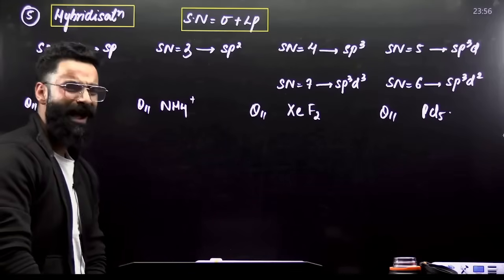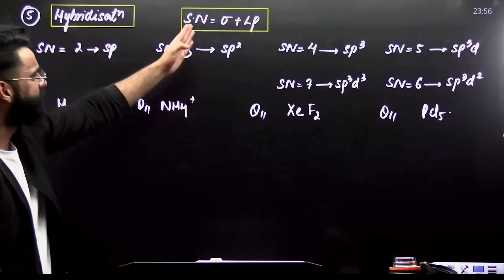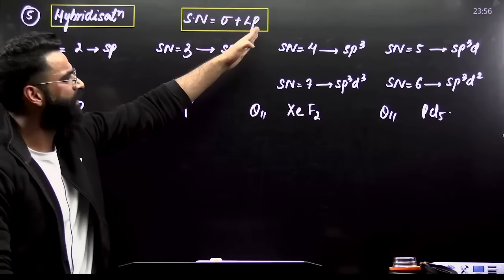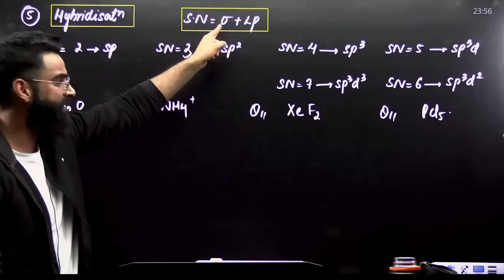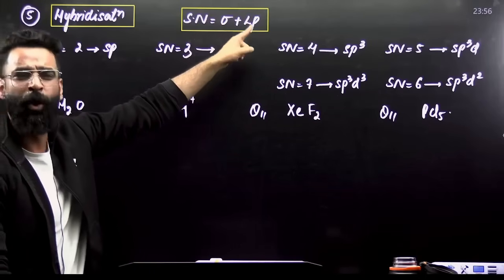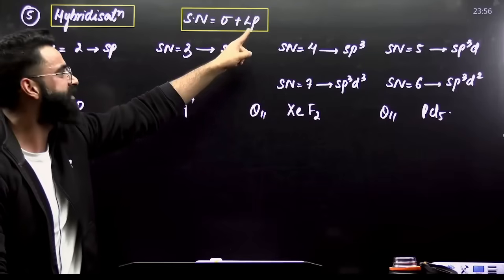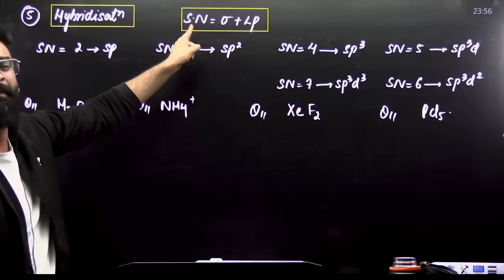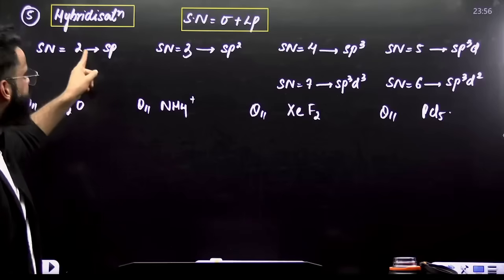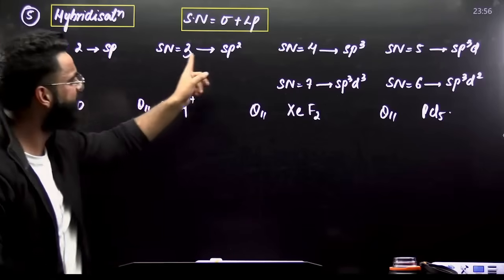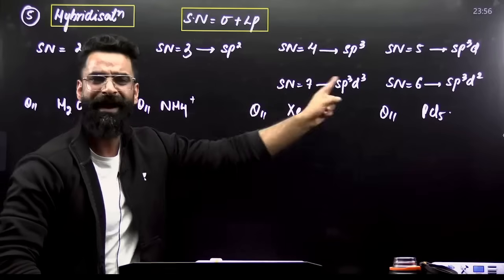Now, hybridization. How do we calculate hybridization? Number of sigma bonds plus number of lone pairs. Number of sigma bonds that the central atom forms, lone pairs which the central atom has. The sum of these two gives you a number called the steric number. If steric number is 2, hybridization is sp. Steric number 3, sp2, 4, sp3, and so on, right?